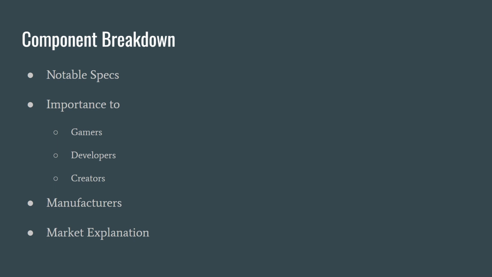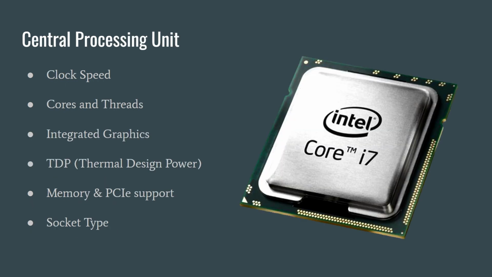Okay, so now that we have an understanding of how a computer works, we're going to go through the notable specs of each component, and we're going to talk about the importance to the 3 major categories of gamers, developers, and creators. And then we're going to talk about who manufactures these components, and we're going to give you a market breakdown of how the component works in the market. So, first up, we're going to start with the CPU.